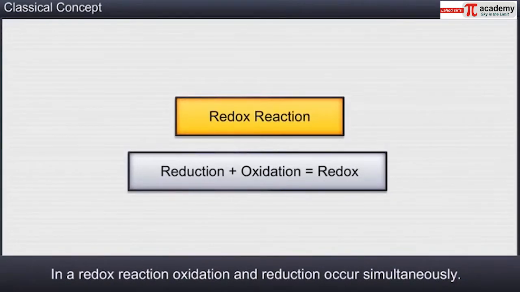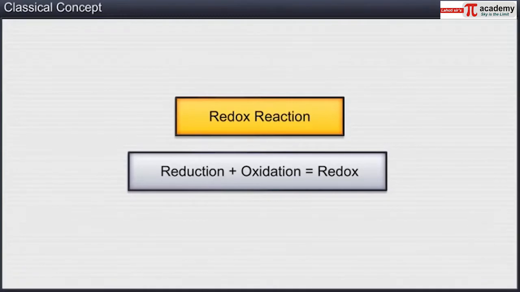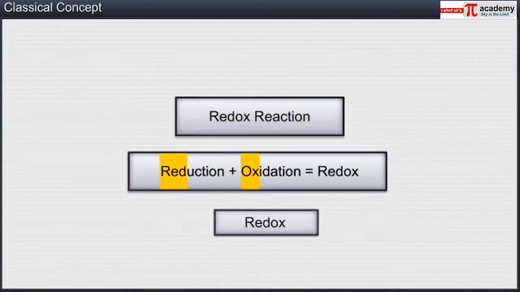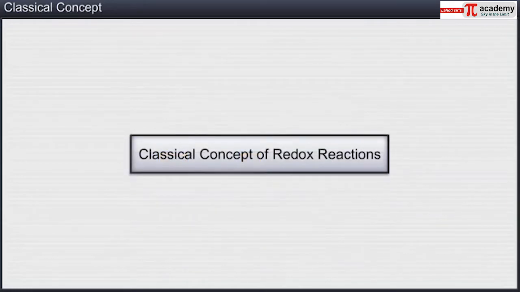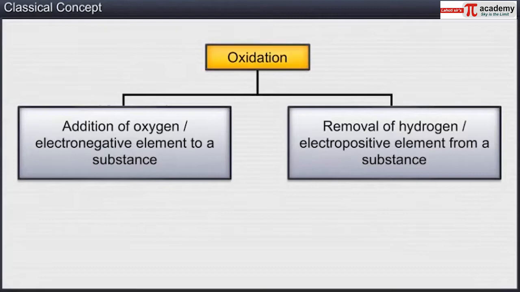A redox reaction is a type of electrochemical reaction where oxidation and reduction occur simultaneously. Redox is the short form for reduction and oxidation. In the earlier days, scientists came up with the classical concept of redox reactions. According to it, oxidation is defined as addition of oxygen or an electronegative element to a substance, or removal of hydrogen or an electropositive element from a substance.